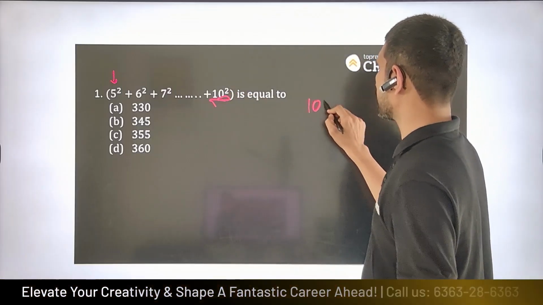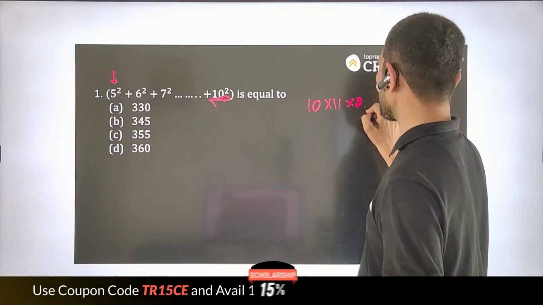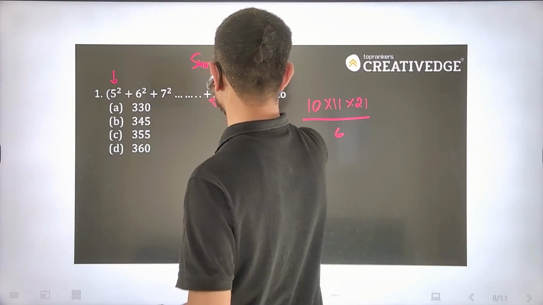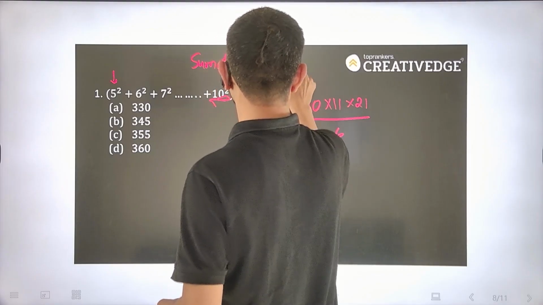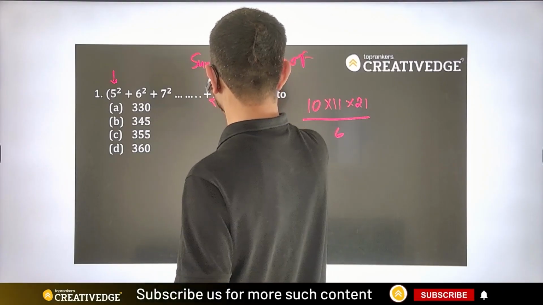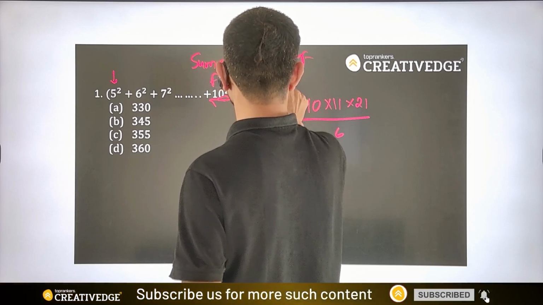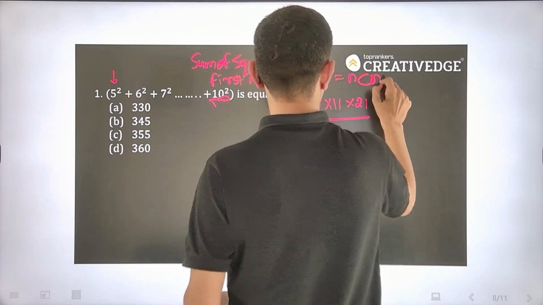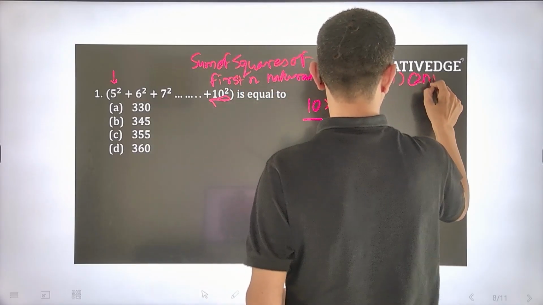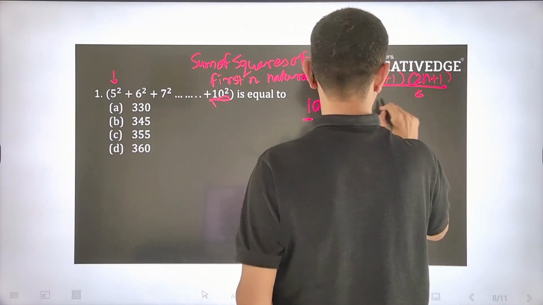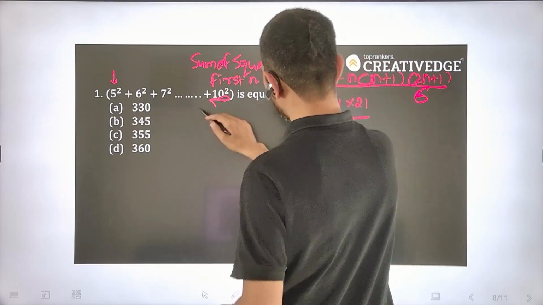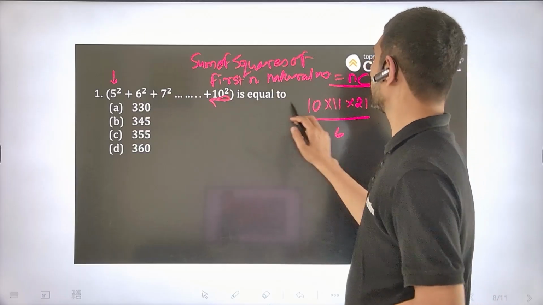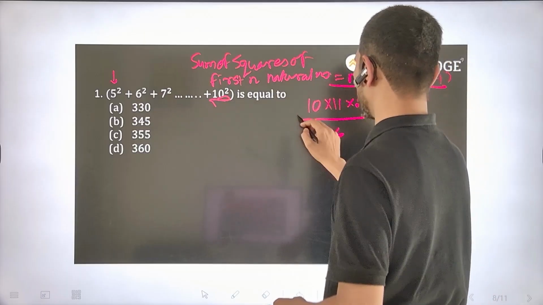Yes, we don't have 1, 2, 3, 4 here, but can we count the sum till 10? Yes. In that case, that will be 10 into 11 into 21 divided by 6. What was the formula? Let me write it again. Sum of squares of first n natural numbers. It is n into n plus 1 into 2n plus 1. This entire thing is divided by 6. So I am using the formula as n is the last number, that is 10. So 10 into 11 into 21 divided by 6.